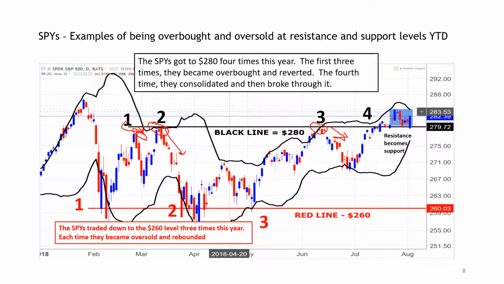Now here, it recently broke through 280, and today it's trading up around 286. But you can see here, it spent time consolidating, and then it was able to break through. Generally, when things get to levels and they're overbought or oversold, they don't work their way through like here.